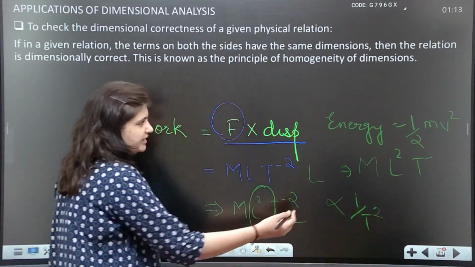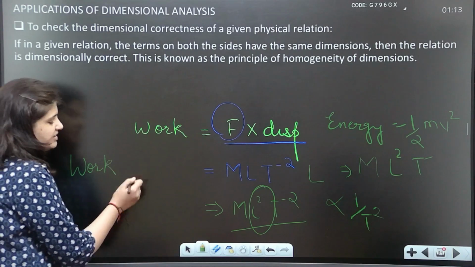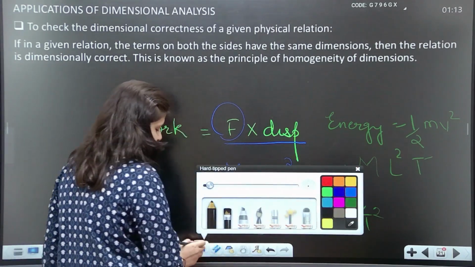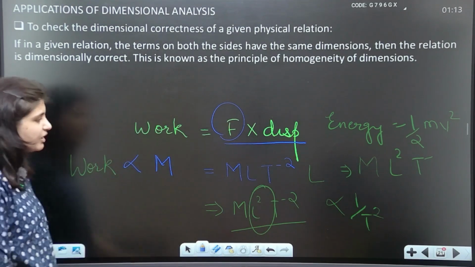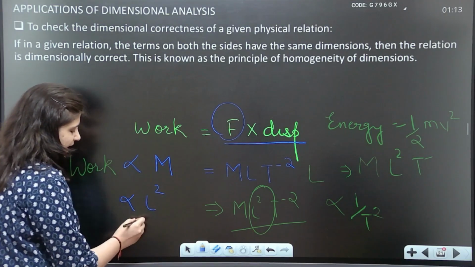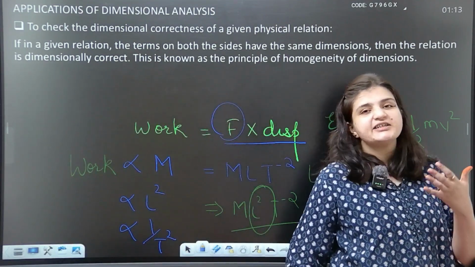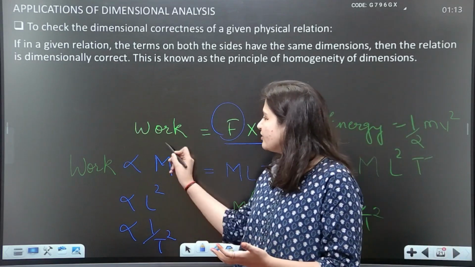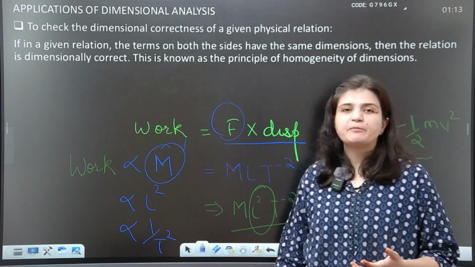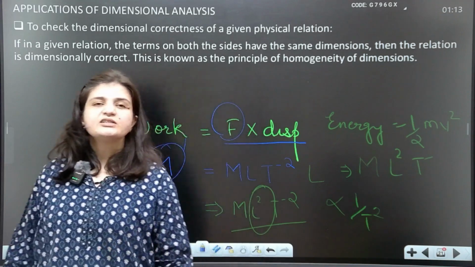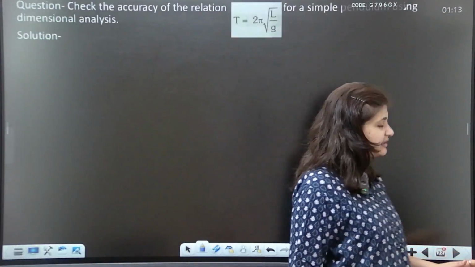So if we study in detail, work is coming out to be directly proportional to mass, directly proportional to L square, and inversely proportional to T square. So this is how the work done is dependent: on mass to the power 1, L to the power 2, and inversely proportional to T square. So this is the application of the dimension.